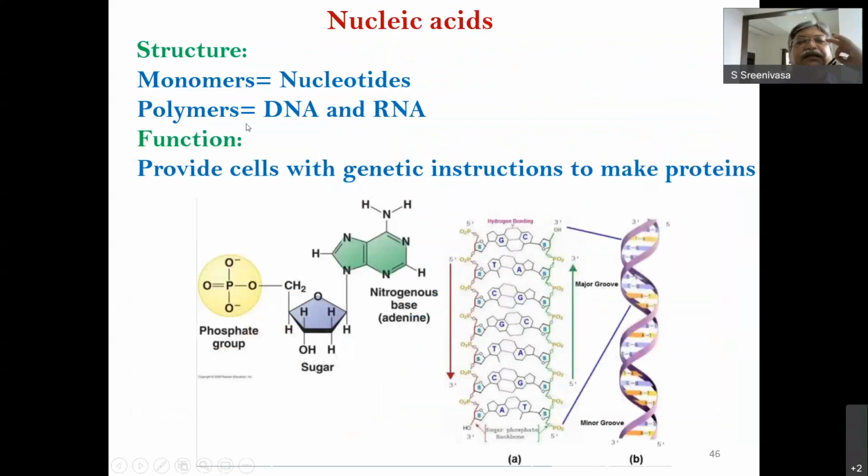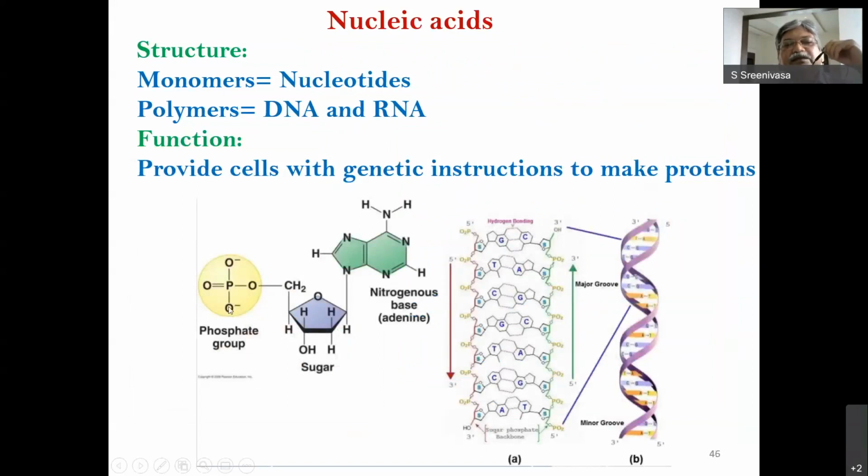The next unit is nucleic acids. Nucleic acids are a very important class of organic compounds and biologically important molecules because they are the genetic material. The monomers here are nucleotides. Nucleotides are the monomers which are present in this.